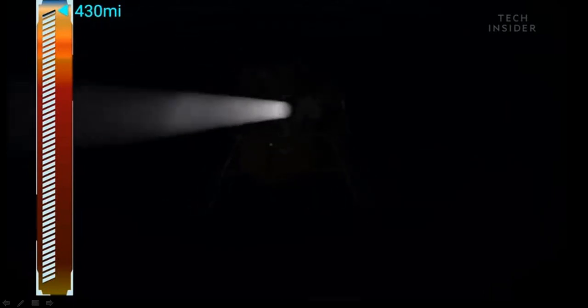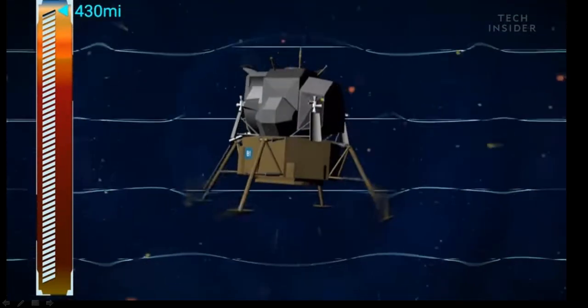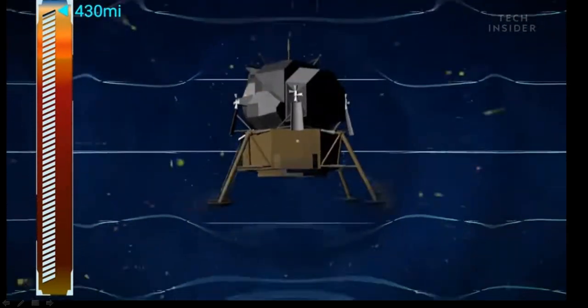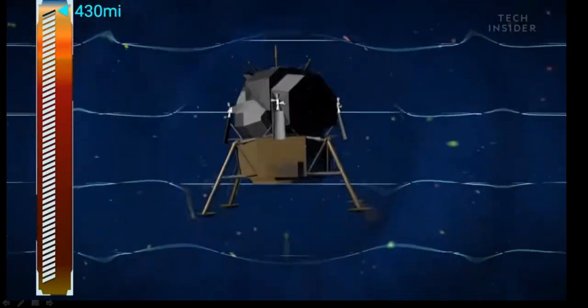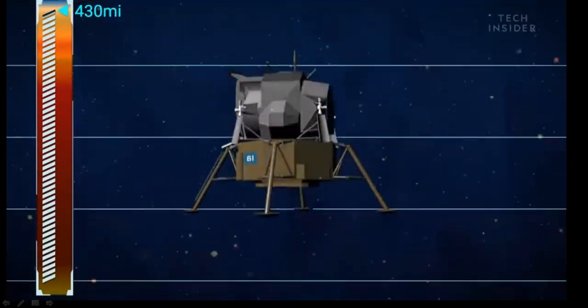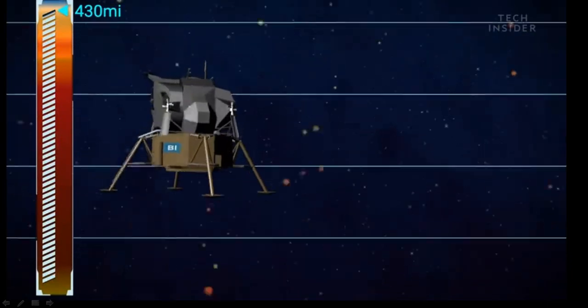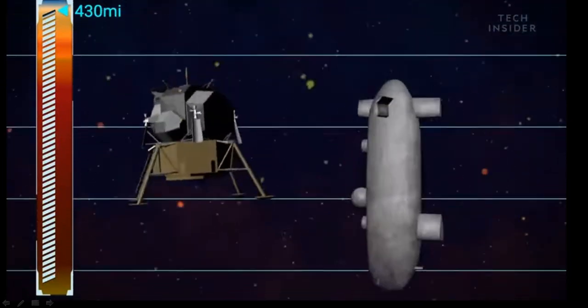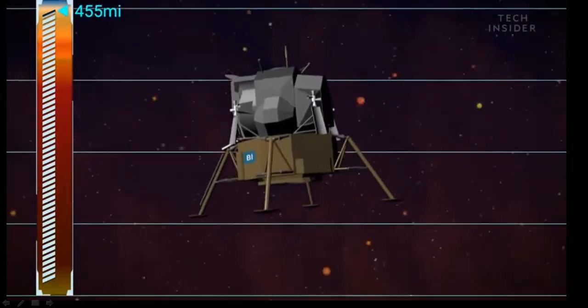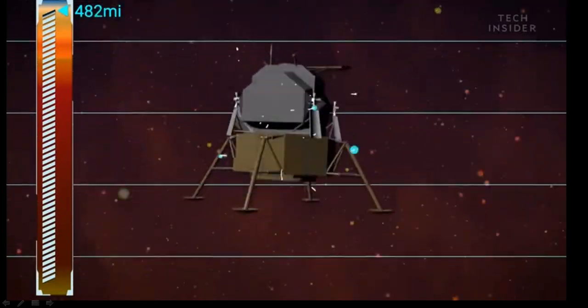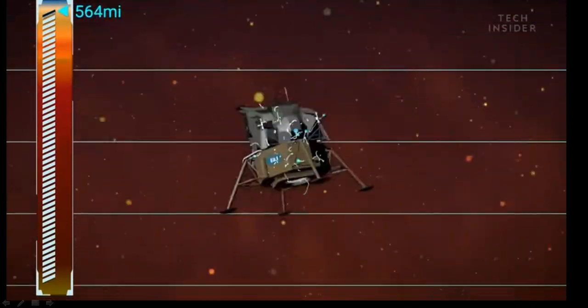By 430 miles down, the pressure is 1,150 times higher. You might be able to survive down here if you were in a spacecraft built like the Trieste submarine, the deepest diving submarine on Earth. Any deeper, and the pressure and the temperature will be too great for the spacecraft to endure.